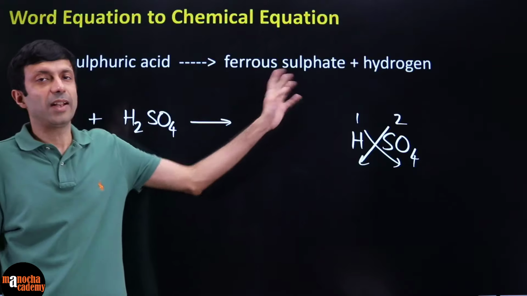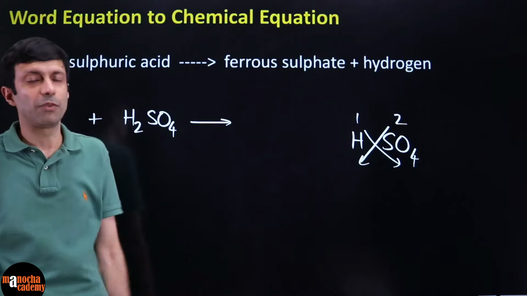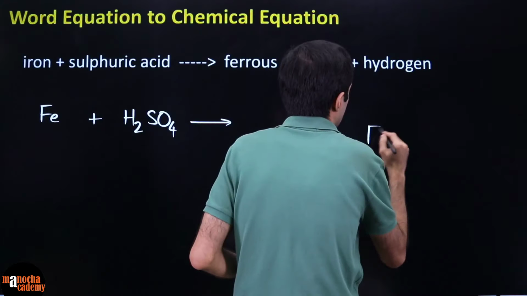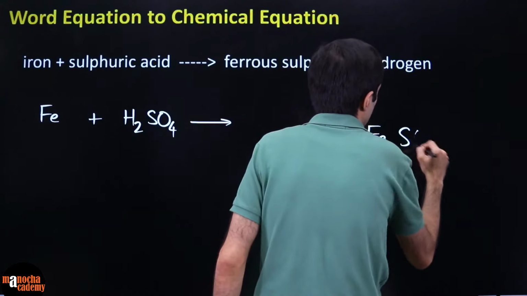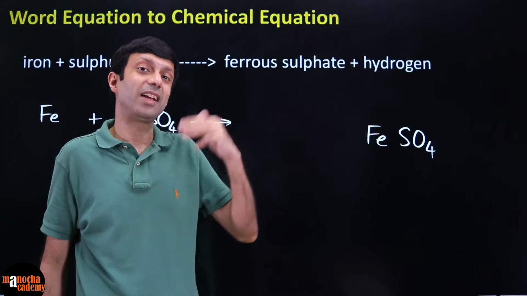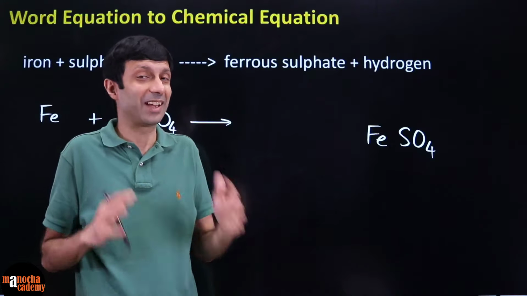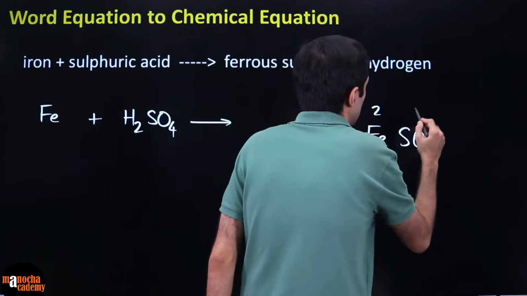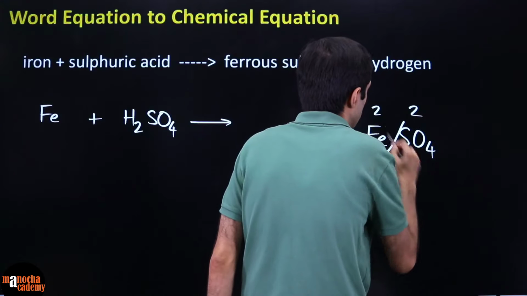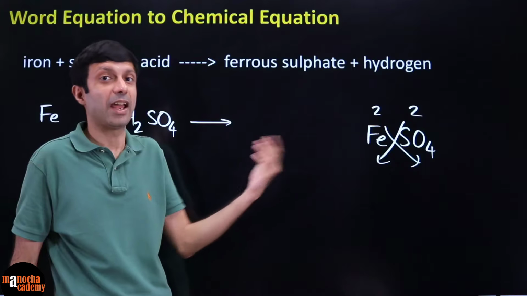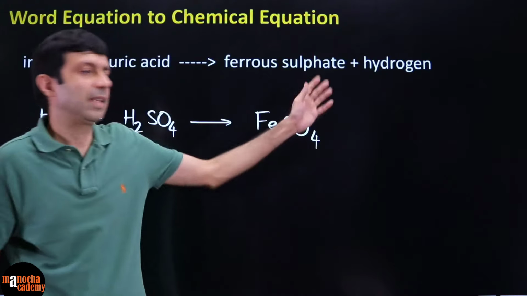Here it says ferrous sulfate plus hydrogen. So what is the formula of ferrous sulfate? Ferrous sulfate means iron and sulfate. Ferrous means iron with valency 2 because ferric means iron with valency 3. Iron can have multiple valencies. Sulfate also has valency 2. So if you do the crisscross, the 2 and 2 will cancel. So we'll simply get FeSO4 plus hydrogen.